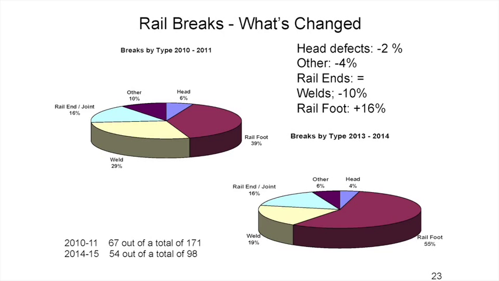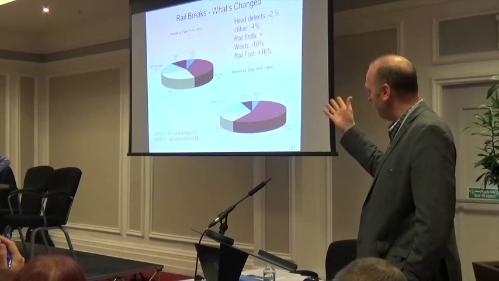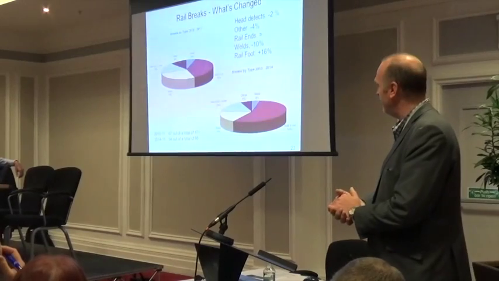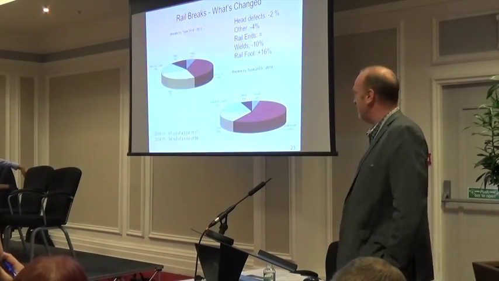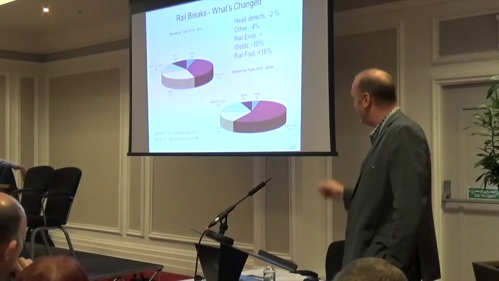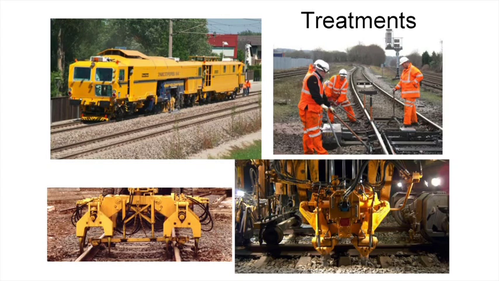So overall numbers are about the same, but because we've got better at getting rid of other stuff, managing other stuff, we can reduce those. But foot failures, certainly no sort of decrease. The numbers are about the same, but the percentages are increased. I won't touch on this much.